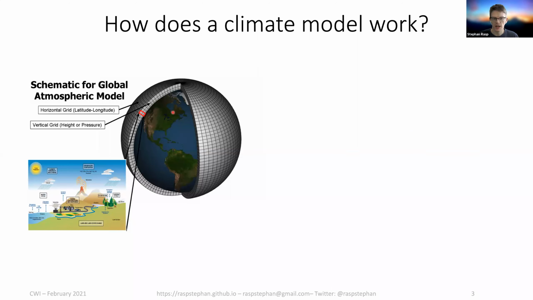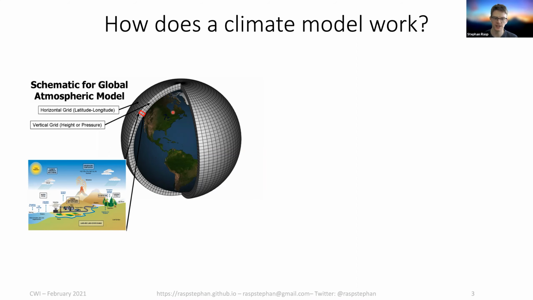You solve this on this discretized grid. And of course, the grid spacing, so how fine your resolution of this grid can be, is limited by how much computing power you have. So you're almost limited, and currently climate models have a grid spacing of around 50 to 100 kilometers. So it means a horizontal grid box is around 50 to 100 kilometers for one edge.